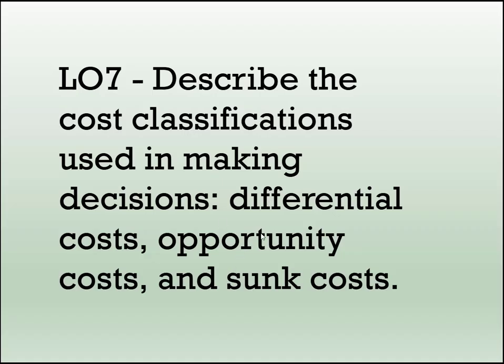But here, last one, best one: describe the cost classifications used in decision making. So when we make decisions, specifically differential costs, opportunity costs, and sunk costs. Every decision we make involves a choice between at least two alternatives. Otherwise, there wouldn't be a decision. There would be just next. So only the costs and the benefits that differ between alternatives are relevant in a decision. All other costs and benefits can and should be ignored.